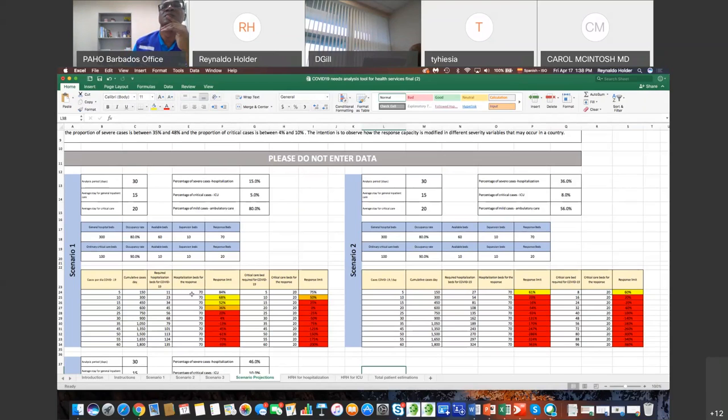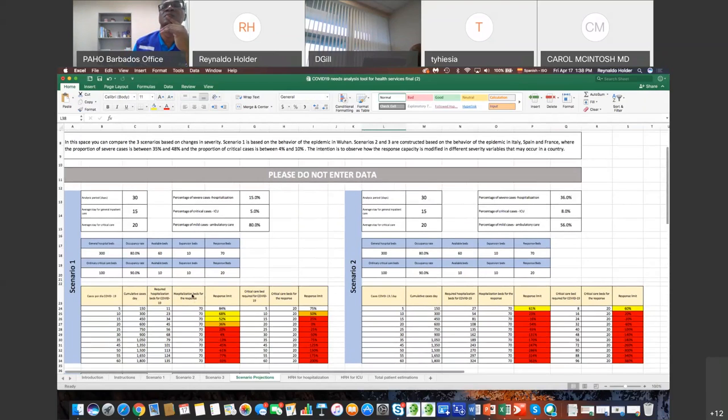And that was actually the situation in Wuhan, in some of the hospitals with this similar configuration. And that explains why there was a need to expand hospitals, to build new hospitals, to commandeer hotels, etc. All those measures were taken based on this type of analysis.